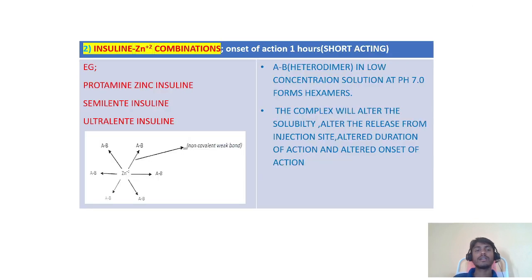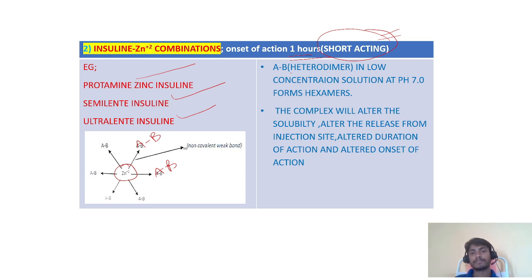Next comes the insulin zinc combination. Onset of action is 1 hour, so we can call it short acting. Examples are protamine zinc insulin, semilente insulin, ultralente insulin. The zinc can be surrounded by insulin monomers.